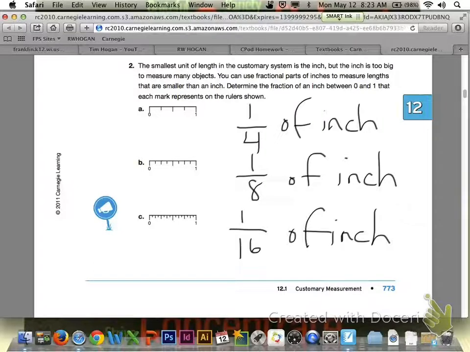In letter A, we have 4 marks on there, so each mark would represent 1/4 of an inch. For letter B, we have 8 of them, so each mark would represent 1/8 of an inch. And for letter C, we have 16 marks, and each one of those would represent 1/16 of an inch.